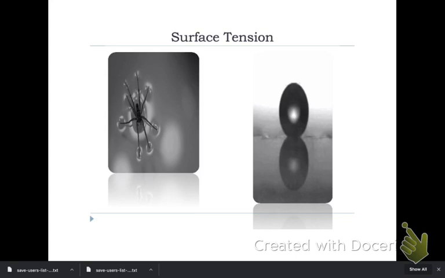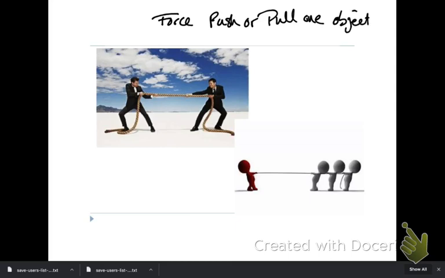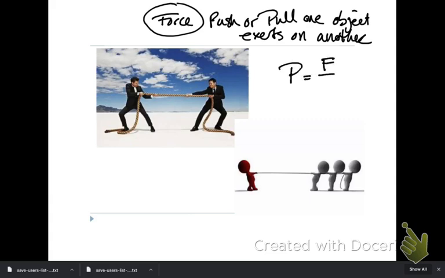So now we're going to talk about surface tension, which is a property of liquids and something that you see all the time but maybe don't quite understand what's going on. But before we talk about surface tension, I want to talk about forces. A force is defined as a push or a pull one object exerts on another. When we talk about the pressure of a gas, pressure is equal to force over the unit area, and a force is a push or a pull.